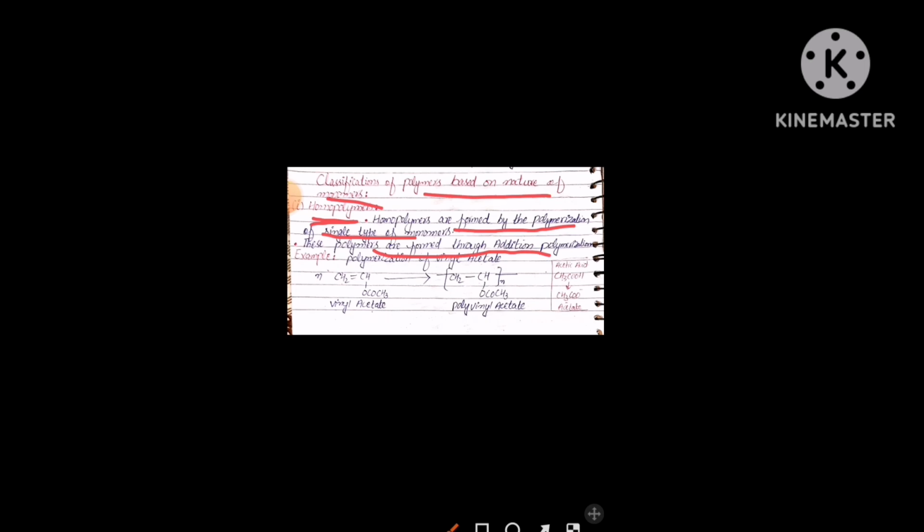Students, what is addition polymerization? Addition polymerization is in which unsaturated monomers combine to form a product without the elimination of small molecule. So, the example of the homopolymer is polymerization of vinyl acetate. Students, it's a vinyl acetate. CH2 double bond CH. The double bonded carbon is said to be vinyl and this attached branch is acetate.